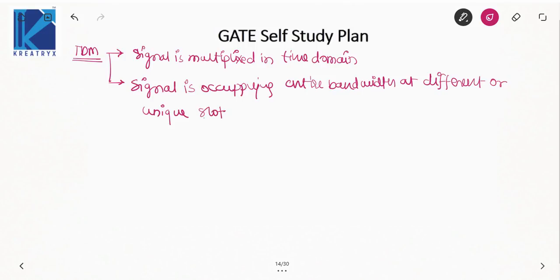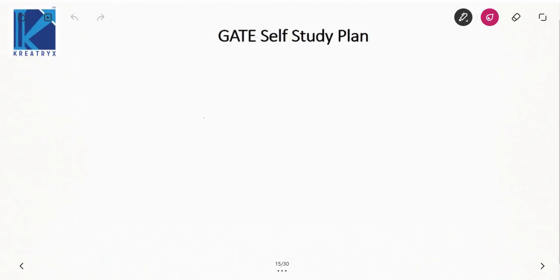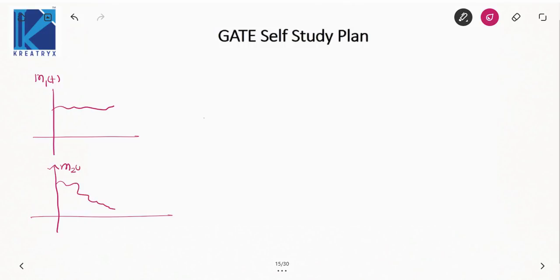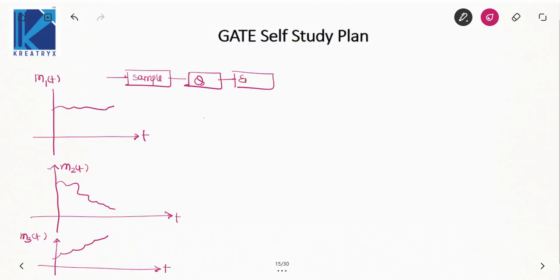Now let us have a general look at time division multiplexing. So time division multiplexing actually looks like this. We have a signal M1(t), and let me draw this signal as something like this, and a signal M2(t) which is looking like this, and a third signal M3(t) which is looking like this. So these three are our analog signals. If we want to transmit M1(t) digitally, then first of all I have to sample it, then I will quantize it, and then I will encode it.